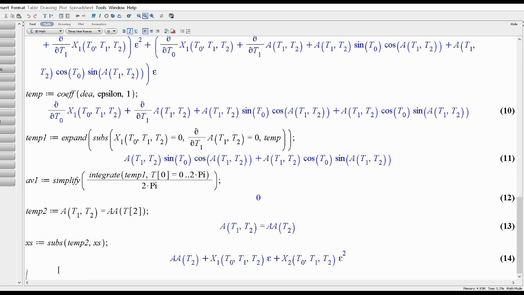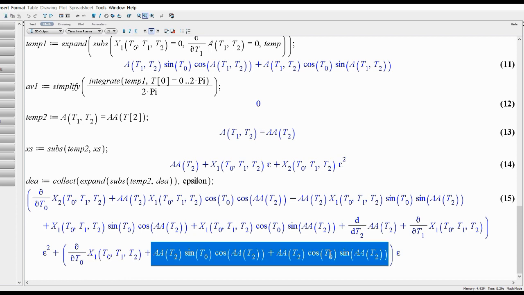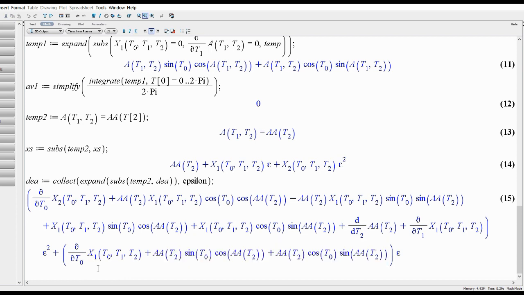Additionally, I say dEA is equal to expand substitute temp 2 in dEA, and then I say collect for epsilon. And of course the order epsilon term is not gone yet. All that we have is this part is still there. Okay, and what we will do is we will take the t0 integral of this, take the negative of that and set it equal to x1.